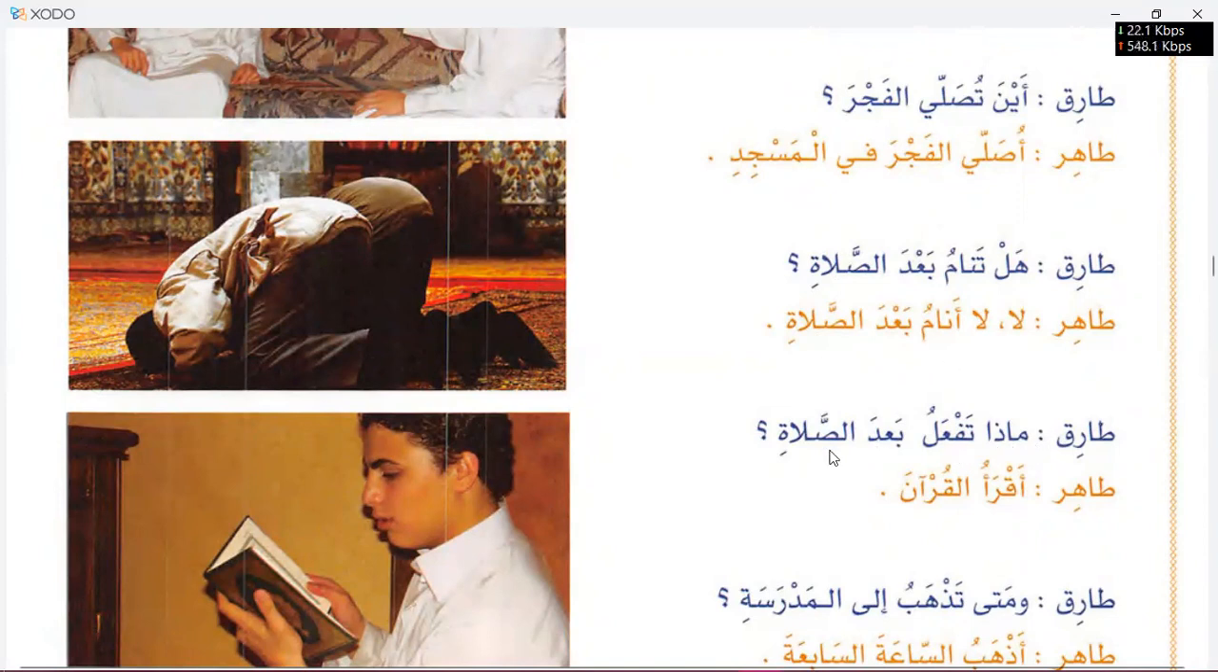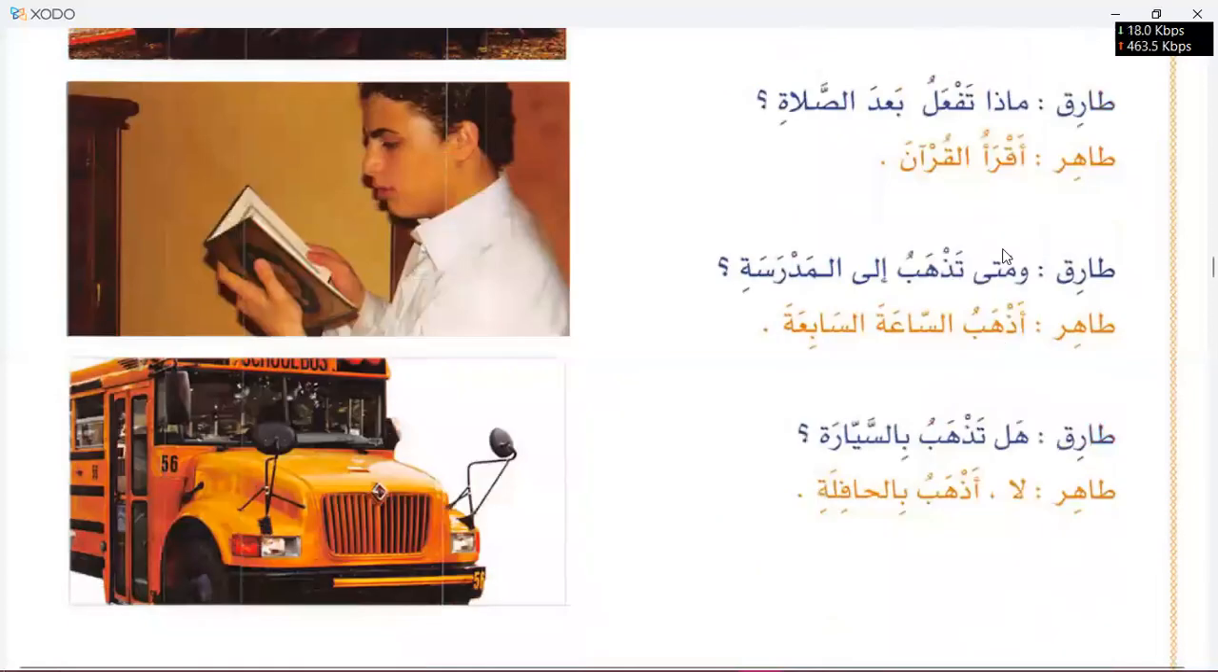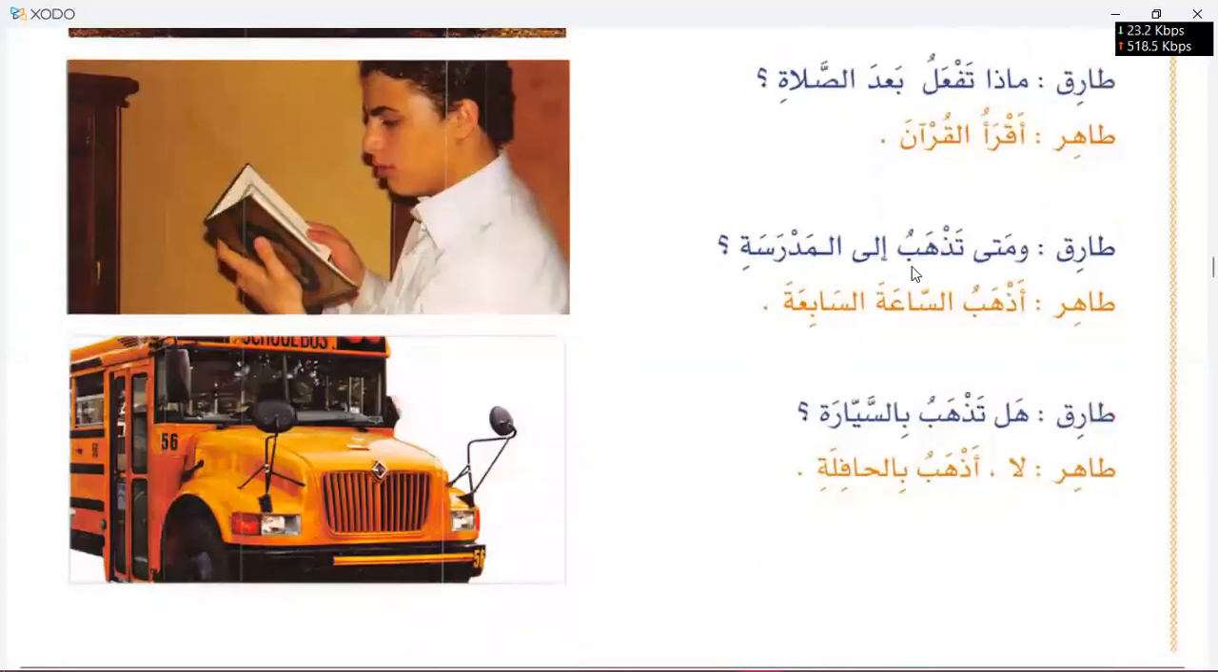Maza tafalu ba'da salah? What do you do after salah? Akra'u al-Quran, I read the Quran. Wamata tazhabu ila al-madrasa? And when do you go to the school?